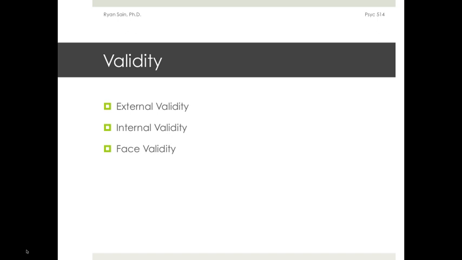Face validity, this is often talked about with regard to assessments and things like that. Does the assessment make sense? If it's an intelligence test, does it seem like it's assessing intelligence? Or is it assessing emotions, or asking questions about emotions and things like that? So it's got to have some face validity to it.